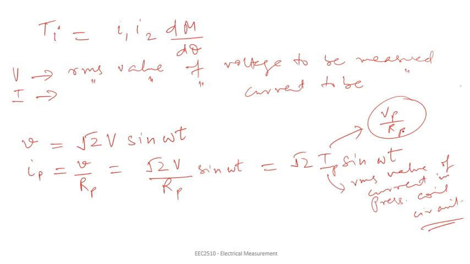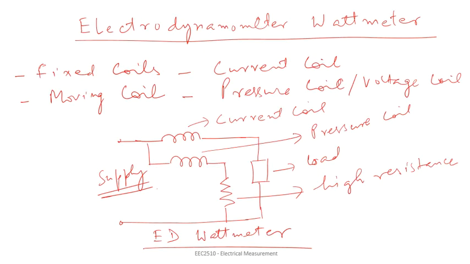If the current in the current coil lags the voltage in phase by an angle phi, the instantaneous value of current through the current coil, which we represent by Ic, is root 2 times I sin (omega t minus phi). We can also represent these variables in the circuit we have drawn here. This will be the current which is to be measured.